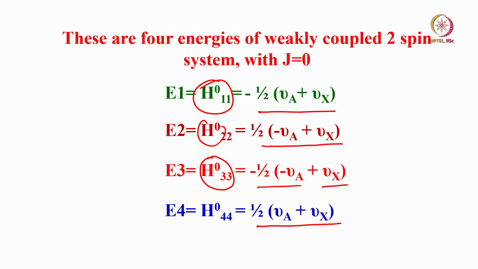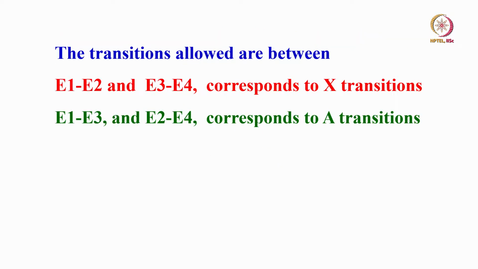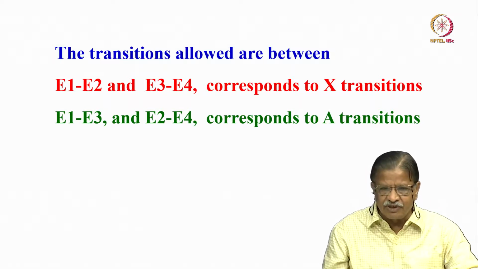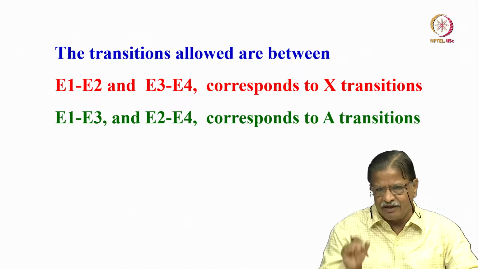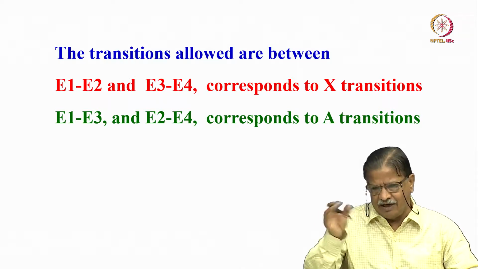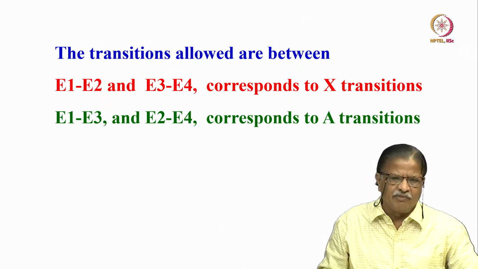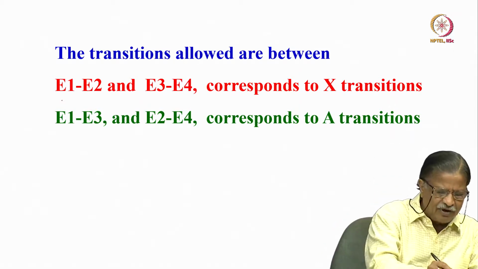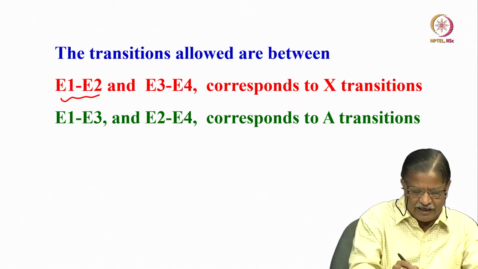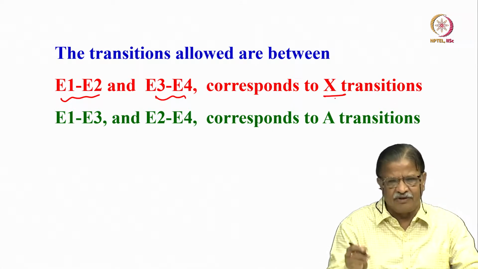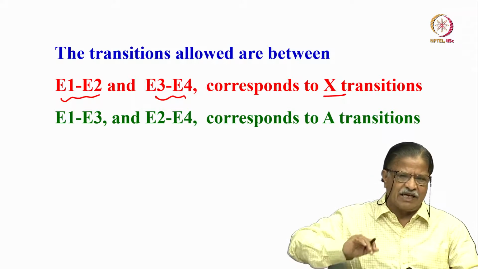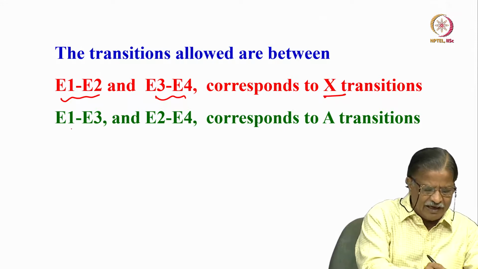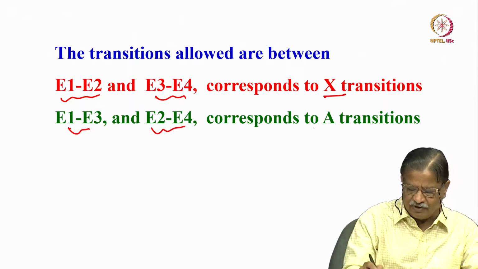Once you get the eigenvalues, what next? Now, we can find out the frequency of the transitions. We use the selection rule, this we knew, the transition rules: the magnetic quantum number change should be either plus 1 or minus 1. Using that I can tell you E1 minus E2 and E3 minus E4 correspond to X transitions. From the energy level diagram which I wrote in the last class, you can see that they correspond to X transitions. Similarly, E1 minus E3 and E2 minus E4 correspond to A transitions.